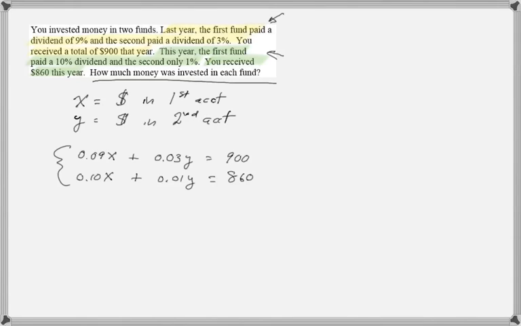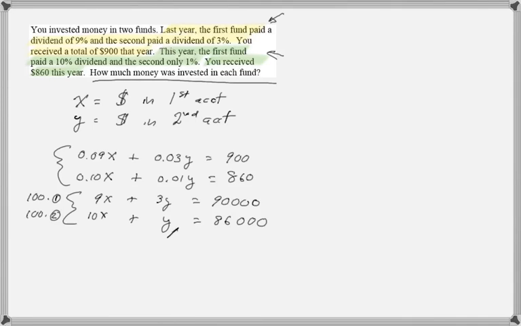And at this point, I can use either the substitution or the addition method to solve for x and y. I don't really like having the decimals there, so before I make my decision about what to do, I'm just going to clear the decimals, and I'll do that by multiplying each of the equations by 100. When I multiply the first equation by 100, I'll get 9x plus 3y is equal to 90,000. And the second equation will give me 10x plus 1y is equal to 86,000.